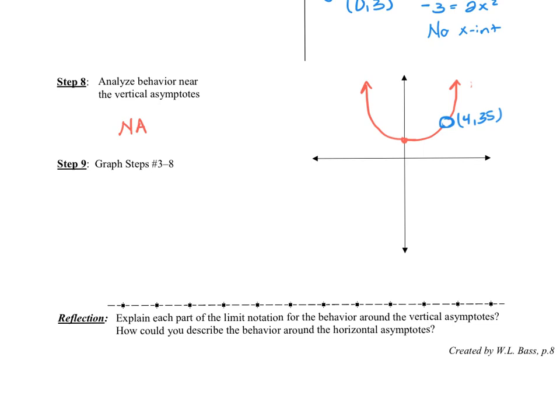So the big idea on this one is to recognize that even though you might start with a complicated looking rational function, you might in fact end up with the graph of a basic item that comes straight from your library of functions. So don't get so wrapped up that all of the steps always apply. Sometimes they don't, because everything cancels out.